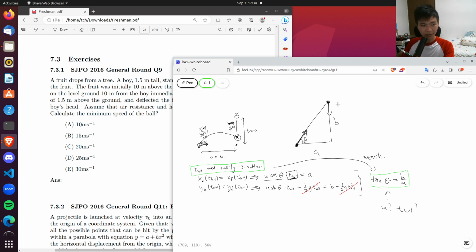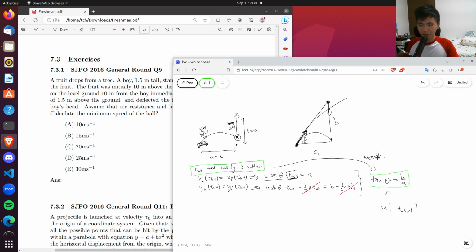And it doesn't matter how fast you throw it, right? You could throw it very fast and let it hit over here. Or you could throw it very, very slowly and let it hit right before the fruit hits the boy's head. It doesn't matter. As long as you satisfy this tangent theta equals b over a, as long as your angle is correct, regardless of what velocity you throw it at, you will hit the fruit.